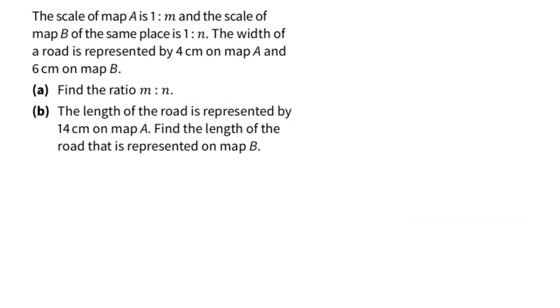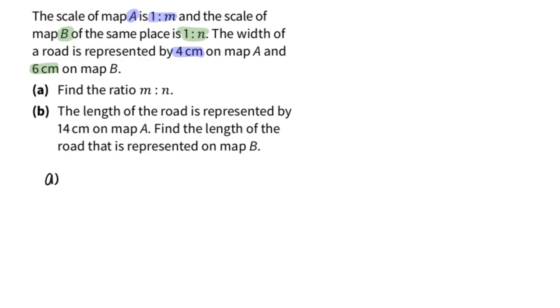Hello everyone, welcome to this video where we are working with 2 different maps. There is a map A, 1 is to M. There's a map B, 1 is to N. So the same road is 4 cm on A, 6 cm on B. Find the ratio of M is to N.